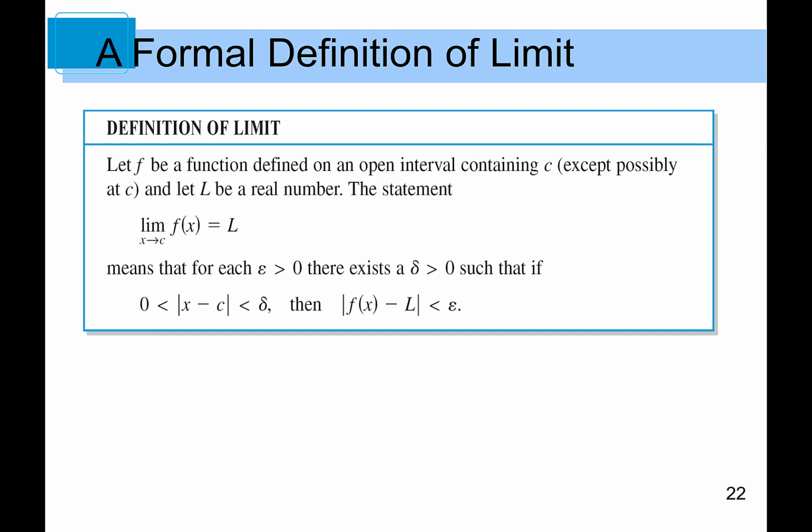So let's take a look at the formal definition of the limit. Let f be a function defined on an open interval containing c, except possibly at c, and let L be a real number. The statement, limit as x approaches c of f of x equals L, means that for each epsilon greater than zero, there exists a delta greater than zero, such that if the absolute value of x minus c is greater than zero, less than delta, then the absolute value of f of x minus L is less than epsilon.